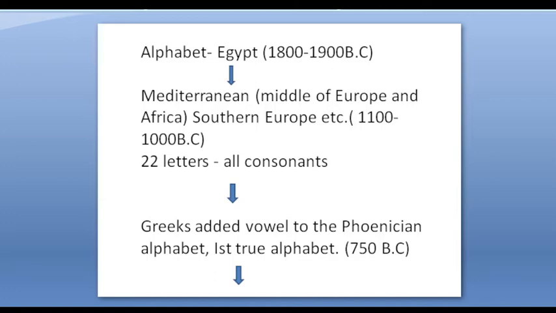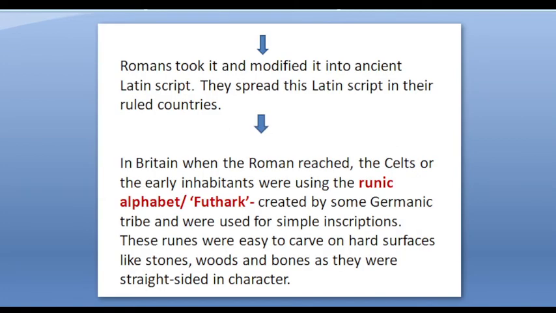The alphabet began in Egypt, dating back to BC, before the birth of Christ. Then came the Mediterranean, Southern Europe alphabet, then the Greek alphabet, and finally the Romans took it and modified it into ancient Latin script. They spread this Latin script in their ruled countries.